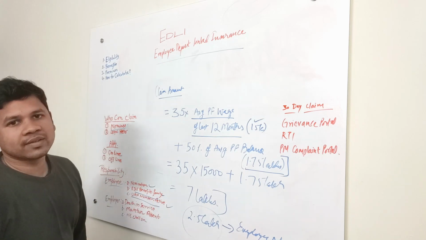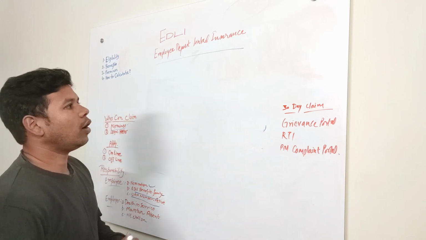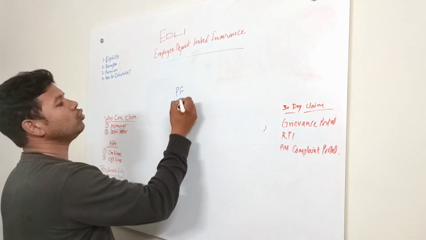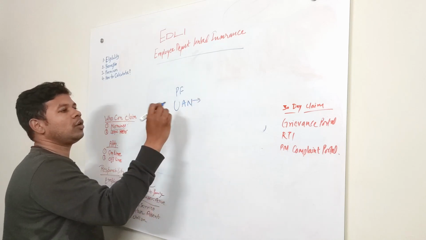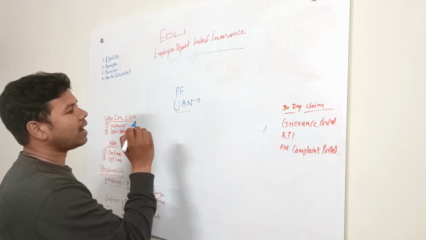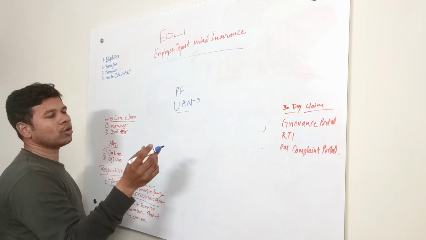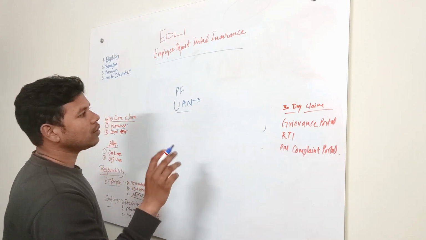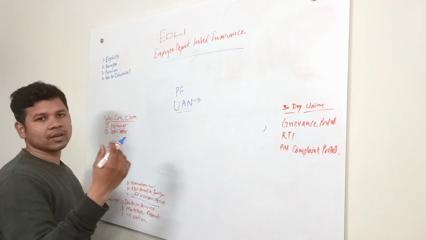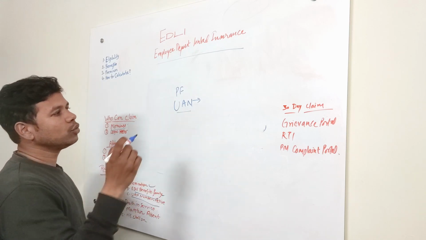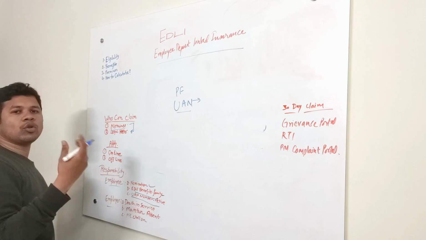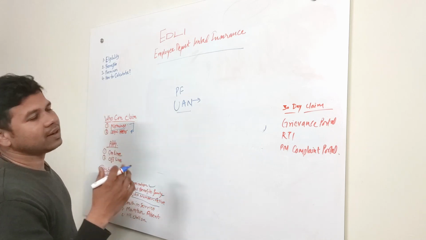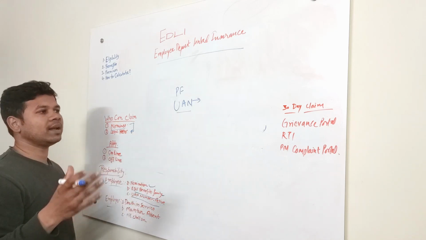Now, who will claim this amount? If you are a member of PF, then you must have a UAN number. So you have to log in to the UAN portal and nominate a person as a nominee for this claim to be taken in case of your death. If you do not do this, then the legal heir will automatically be the nominee of this claim, but he will have to go through a lot of problems to claim this amount.